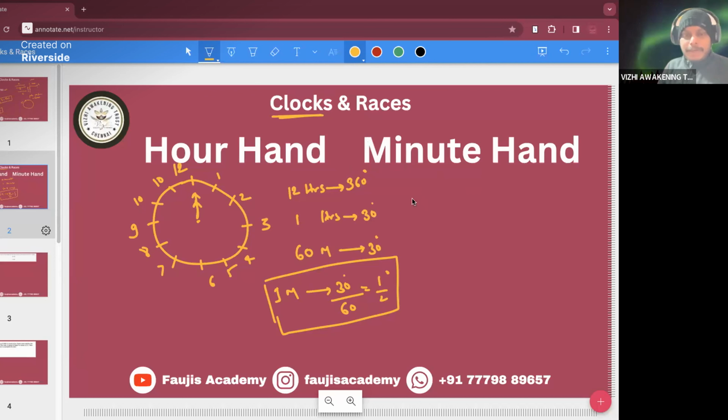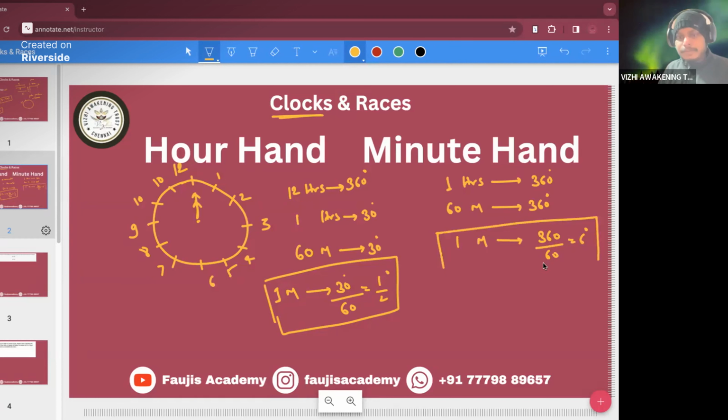Now, similarly, we'll do it for the minute hand as well. The minute hand travels 360 degrees in 1 hour. Am I right or wrong? That means in 60 minutes, it travels 360 degrees. That means in 1 minute, it will travel 360 by 60, that is 6 degrees.